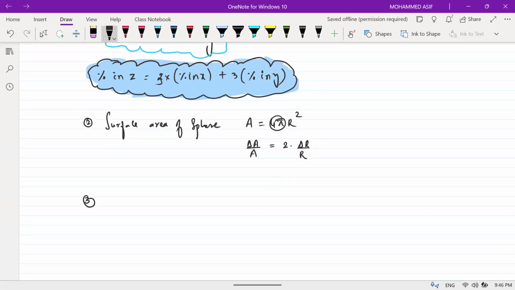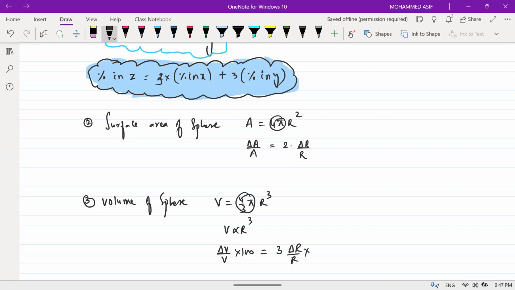The same way, volume of sphere. If volume of sphere is given, V is equal to 4 by 3 pi into R cube. 4 by 3 is a constant, so V is directly proportional to R cube. Percentage error in this one means delta V by V into 100 is equal to, power is 3, 3 into delta R by R into 100. Am I clear?